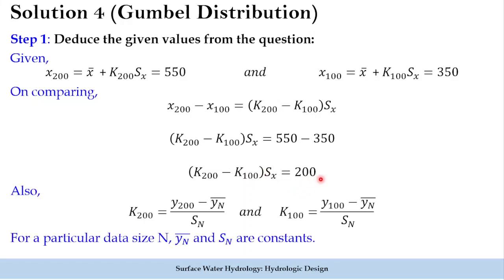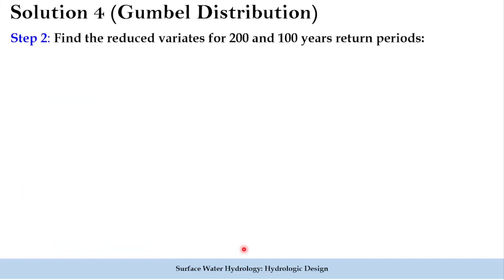Okay, but now what is k200 and k100? For that purpose we can write these equations: k200 is nothing but y200 minus yn bar divided by sn, where sn is the standard deviation and yn bar is the mean of the variable y. Likewise, k100 is y100 minus yn bar upon sn. For a given data size, which is very huge here, n, yn bar and sn are constants.